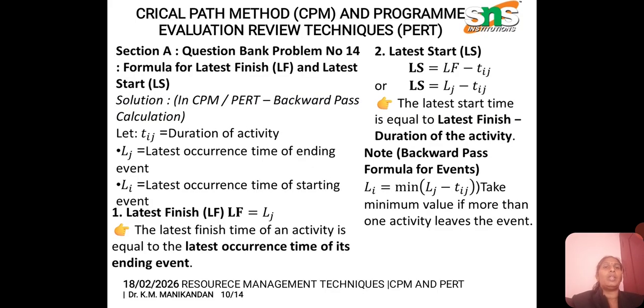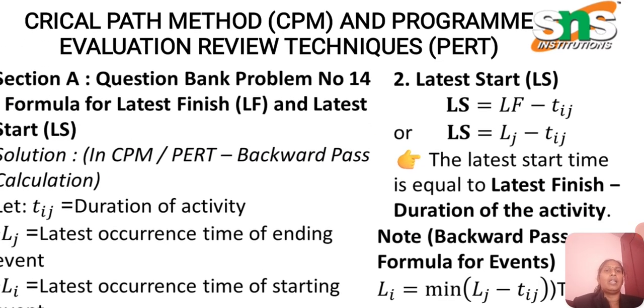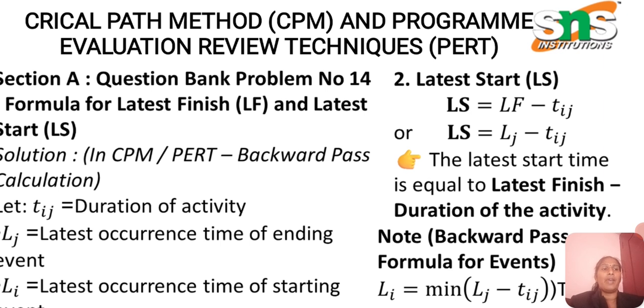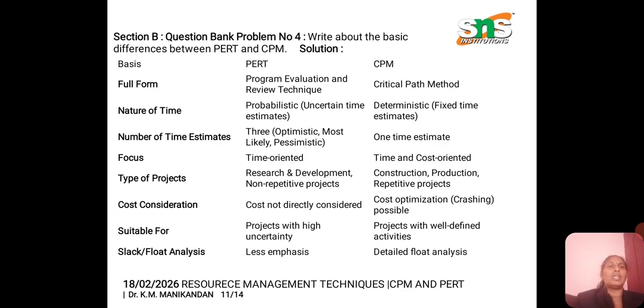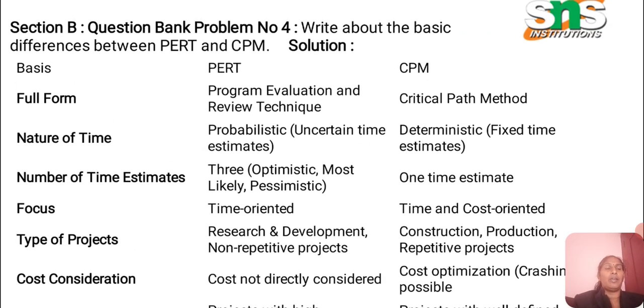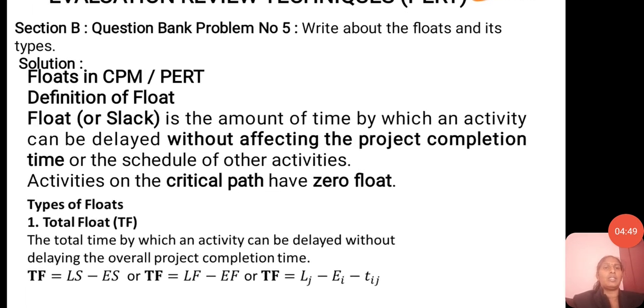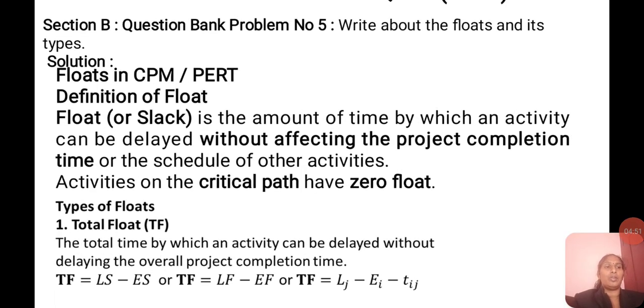But for the latest finish, we have to apply the backward pass. The backward pass calculation goes 6, 5, 4, 3, 2, 1 like that, and we move by subtracting the value and finding the minimum value. So these are PERT and CPM. I have already told what PERT and CPM are, and next are free float, total float, etc. That is also very important.